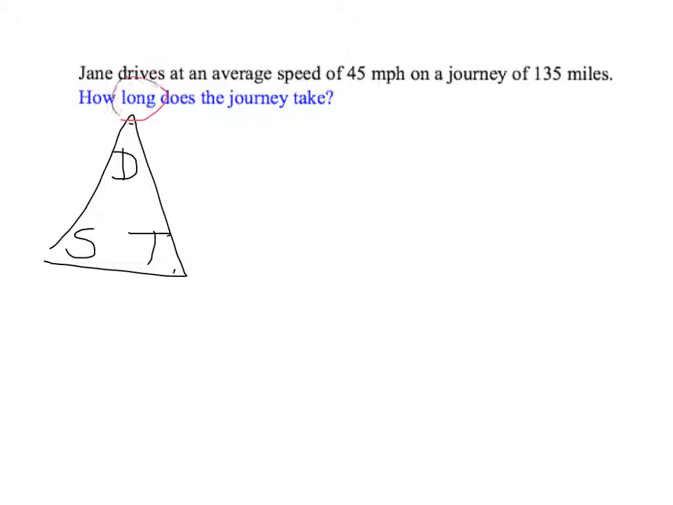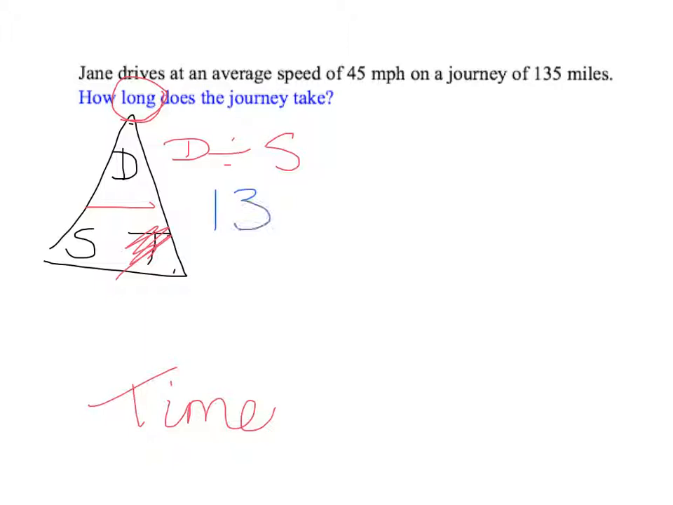And this is a key word because if it's asking me how long, it means that I'm looking for time. My answer is time. So if I'm looking for time, it means I'm doing distance over speed. So I'm doing distance divided by speed. So now I have to find that information in the question. So the distance was 135 miles. And I've got to divide that by the speed, which is 45.